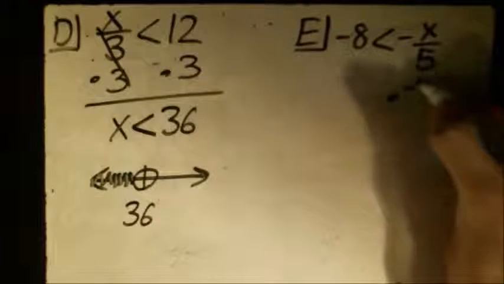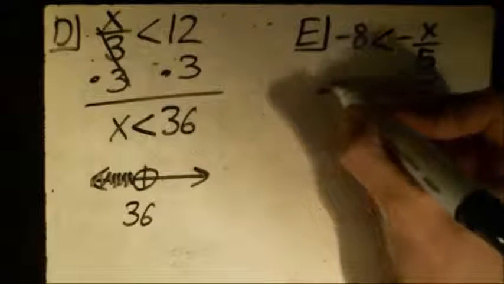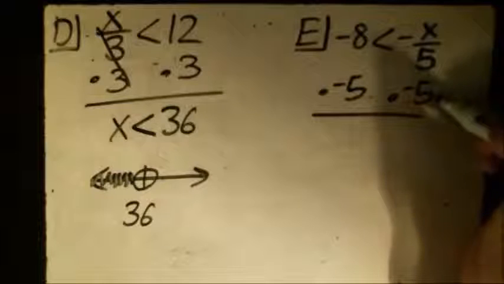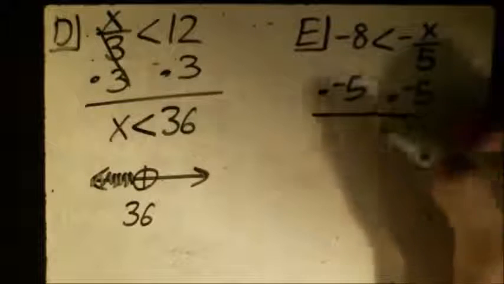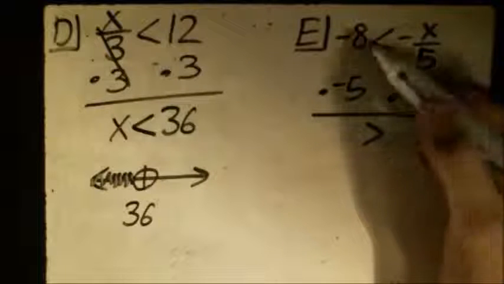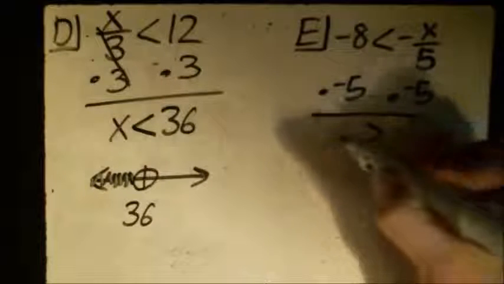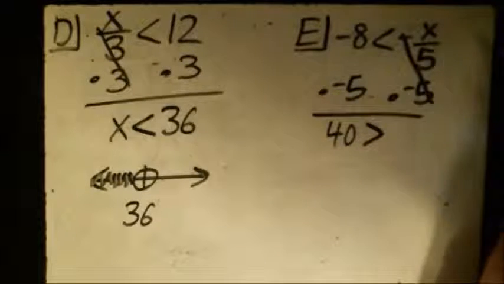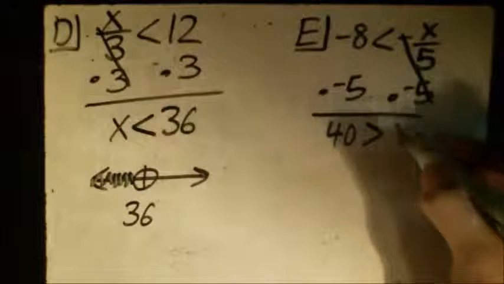So if I multiply by a negative 5, I'm multiplying by a negative, so I've got to flip the sign. So I'm going to have a less than sign turn to a greater than sign. Negative 8 times negative 5 would be positive 40. And the negative 5's here cross each other out, so you're just left with x.